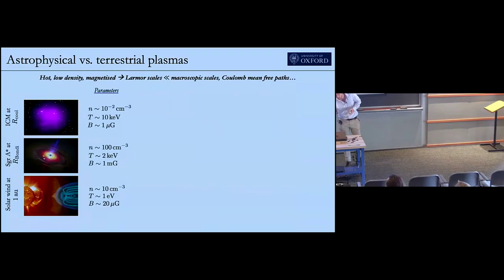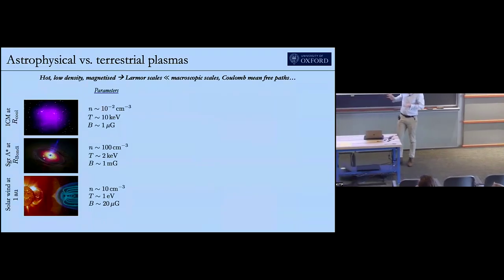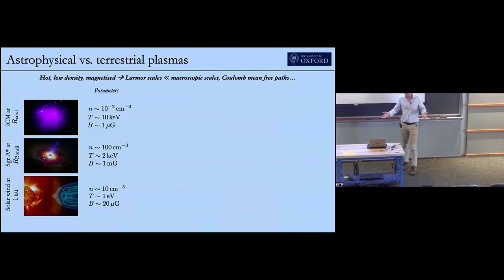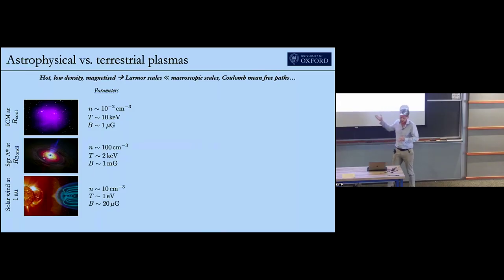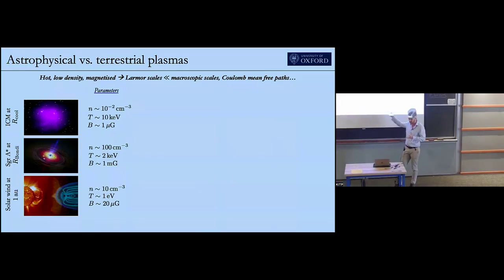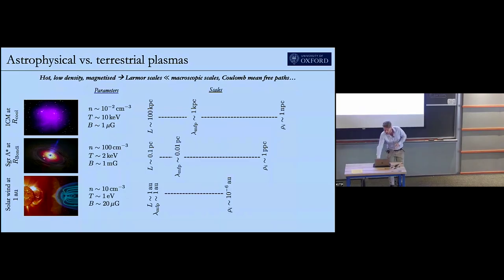So if we take those three plasma environments that I just mentioned, the intracluster medium at the Bondi radius, Sagittarius A* at the Bondi radius, and the solar wind at 1 AU, and then we take astronomical observations to estimate densities, temperatures, and magnetic field strengths, we can then compute both the Coulomb mean free paths of particles and also their Larmor radii. And you can see that for all of these three systems, there's a characteristic hierarchy. The Coulomb mean free paths are comparable to or smaller than the macroscopic length scales, but the Larmor radii are many orders of magnitude smaller.